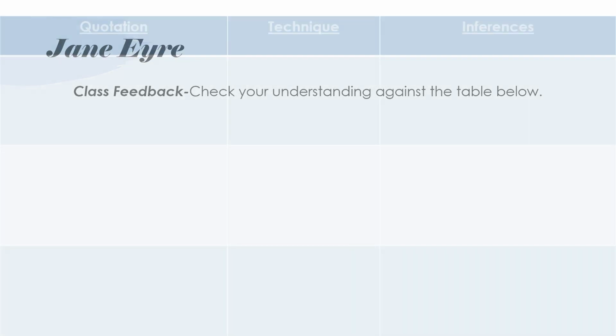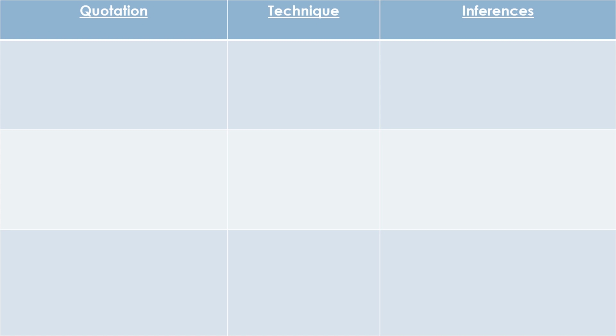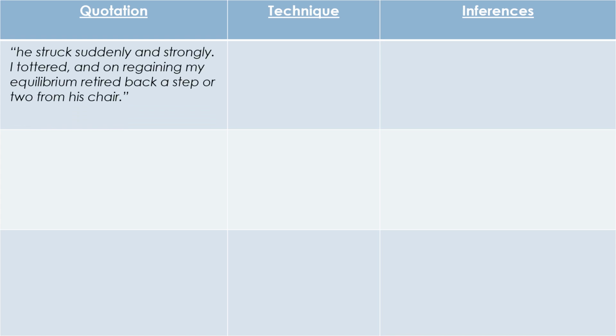So within the table, we're going to have a number of different quotations. These are going to come from the extract that we just saw on the screen and also the one that you can link to in the description below. So the first quotation: "He struck suddenly and strongly. I tottered, and on regaining my equilibrium, retired back a step or two from his chair." On the left hand side, we're going to have our key quotations. In the middle, we're going to have the kind of techniques that we could comment on. And then on the far right box, we're going to have our inferences. So this is where we're going to expand on some of the key words, and we're going to try and relate this back to the focus of the exam question as well.